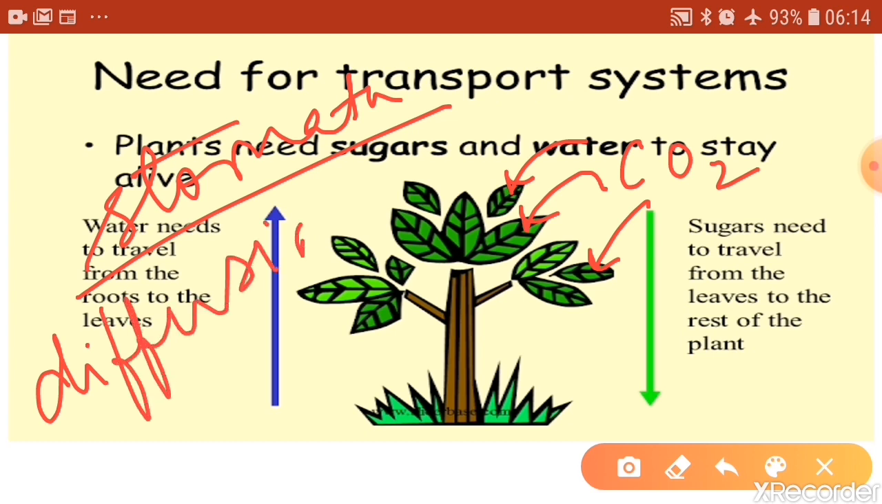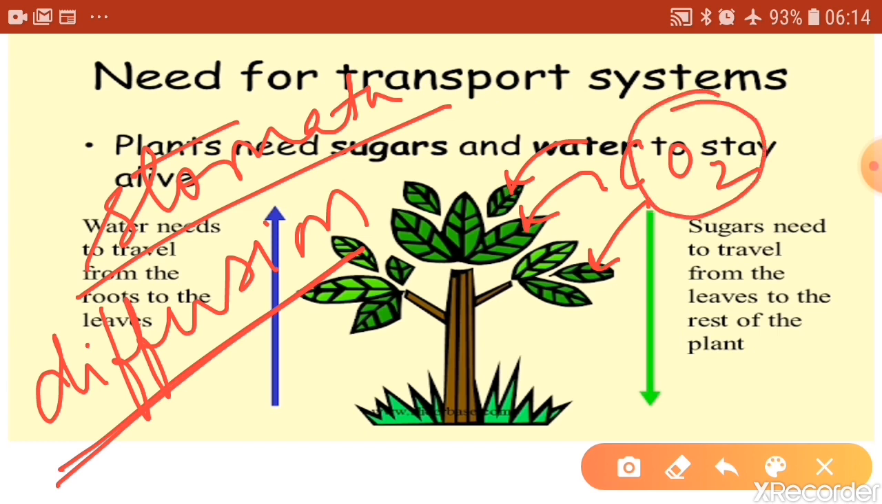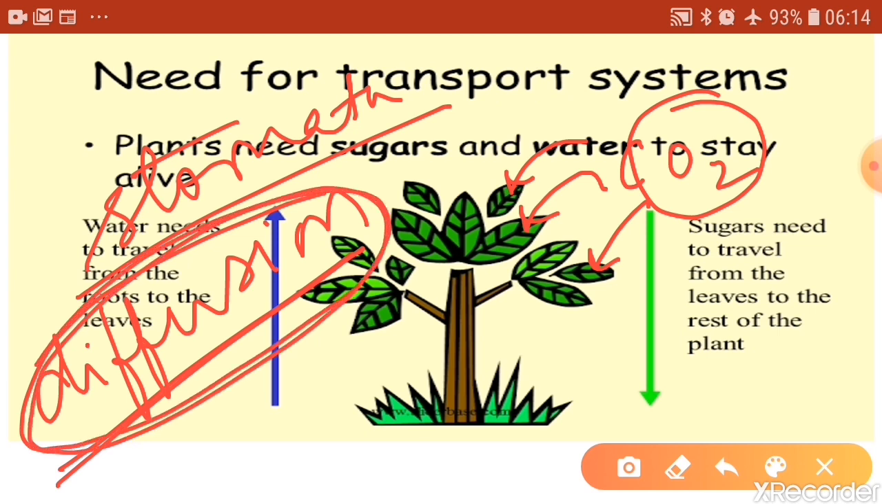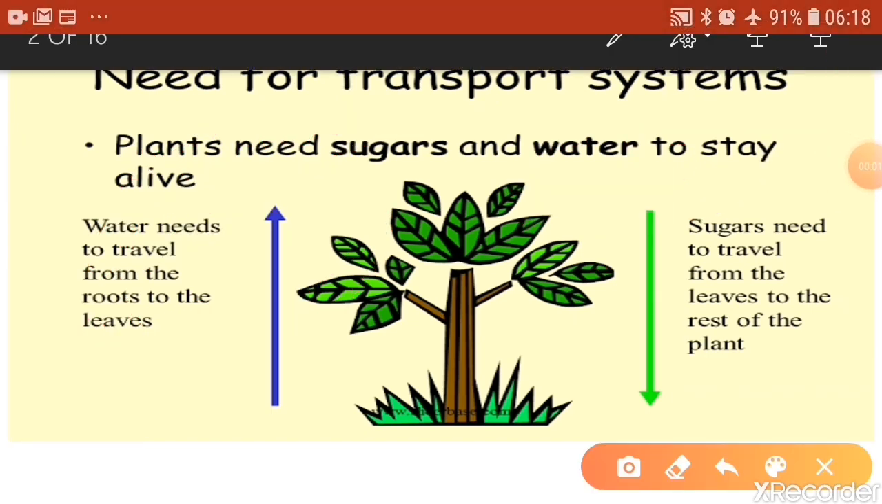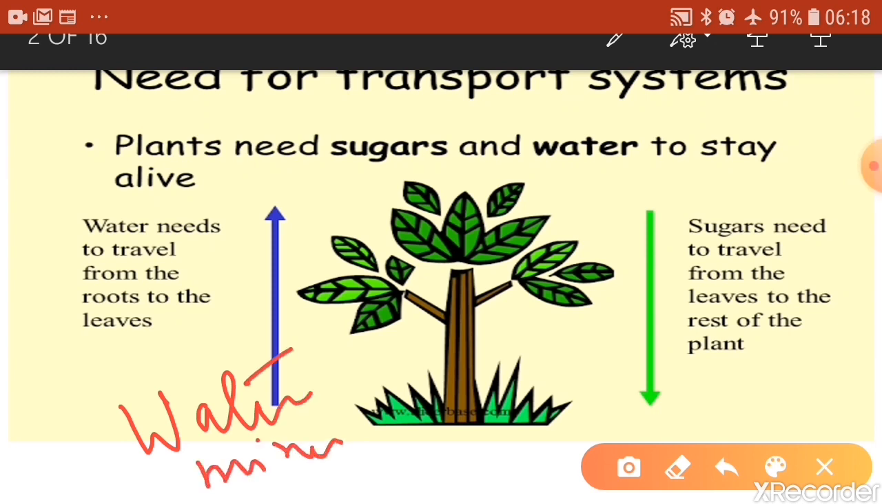Diffusion, as you all know, is the process by which molecules move from the region of their higher concentration to the region of their lower concentration. So carbon dioxide reaches the photosynthesizing cells, where photosynthesis has to happen, by the process of diffusion. The next requirement of photosynthesis is water, and minerals are also required by the plants.